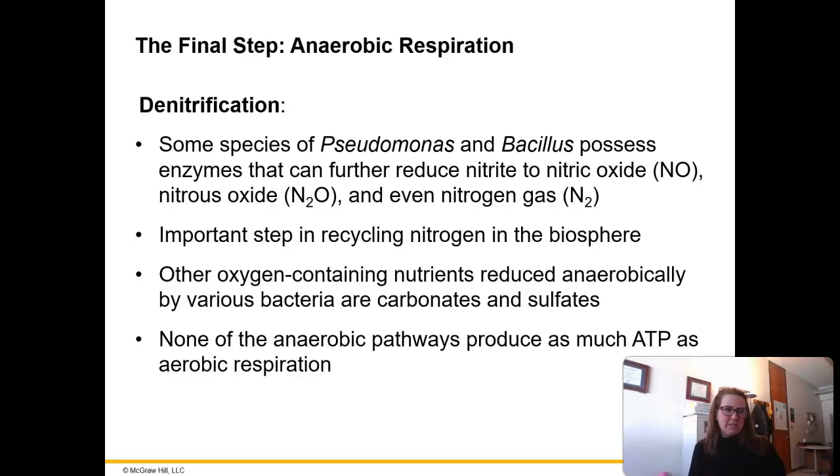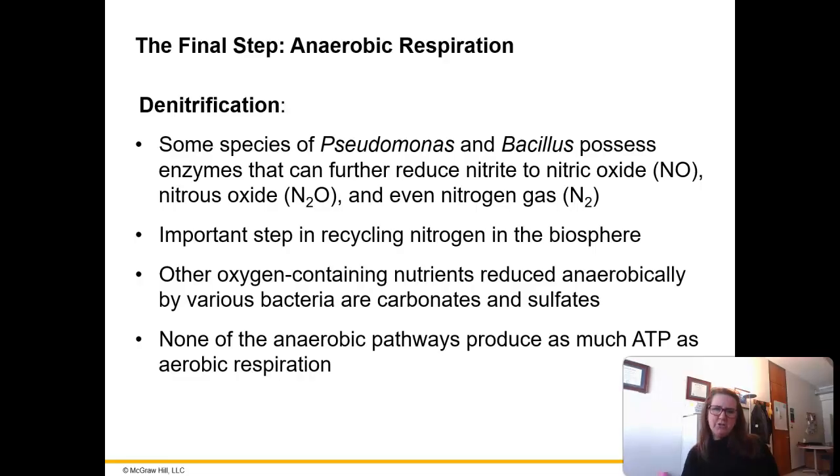Now, we think about nitrogen gas in the atmosphere. We know that what we call denitrification is important to recycling nitrogen in the biosphere. If you've ever had a fish tank, then you probably know a lot about how to deal with nitrates and nitrites in your fish tank, but bacteria are very, very good at that, to reduce those into some pretty non-hazardous chemicals in your fish tank.